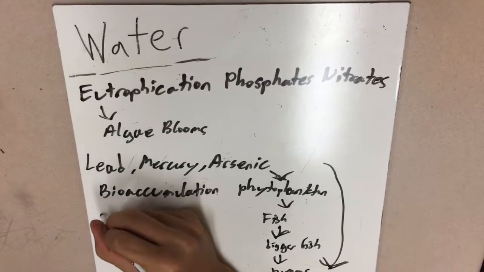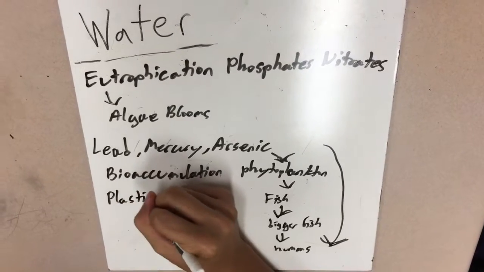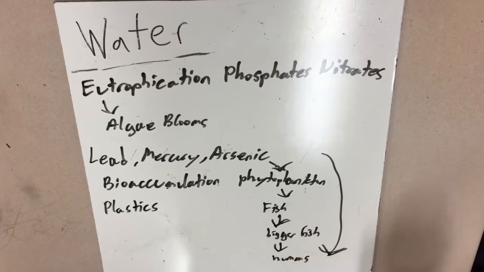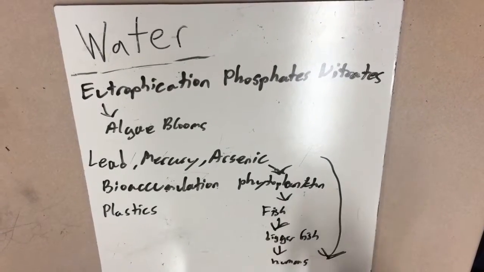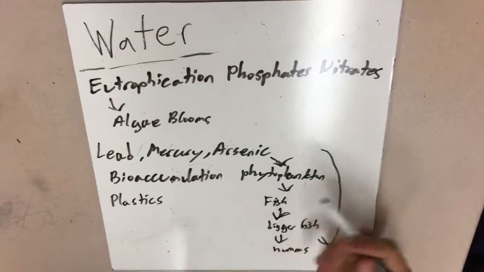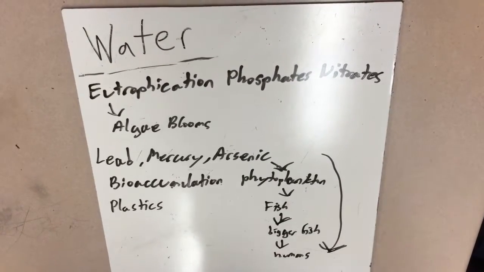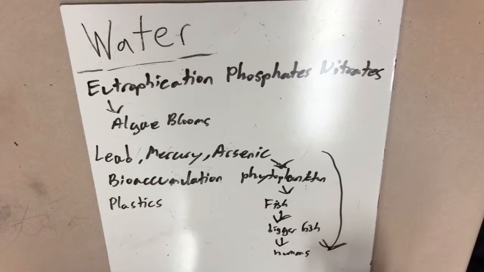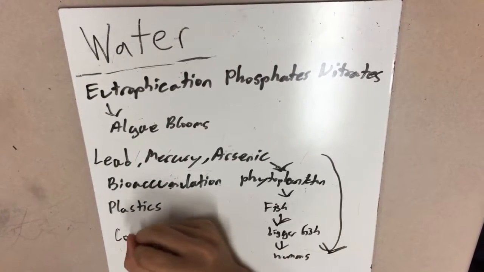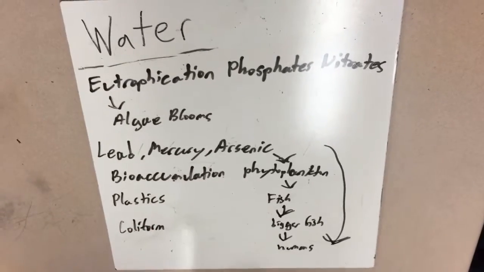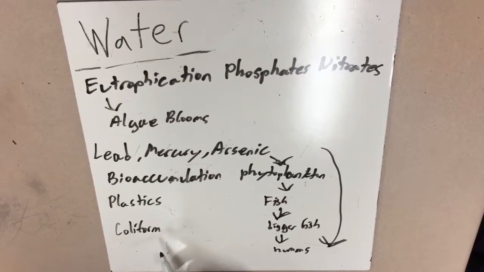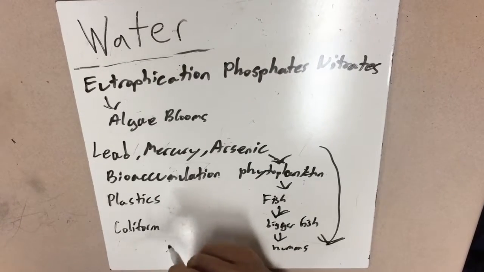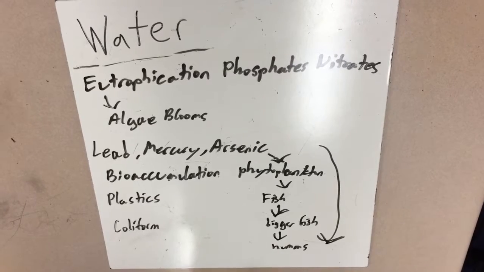So next we have plastics, and you've probably heard a lot about this by now. Plastics can get stuck in the marine animals' throats, or they can mistake them as food and eat them. And plastics can also bioaccumulate through this method. And overall, these just decrease the biodiversity of marine environments. We also have coliform. And this is, as mentioned before, from human sewage that is untreated. And if this gets into the water supply, it can cause all sorts of human health problems and diseases.